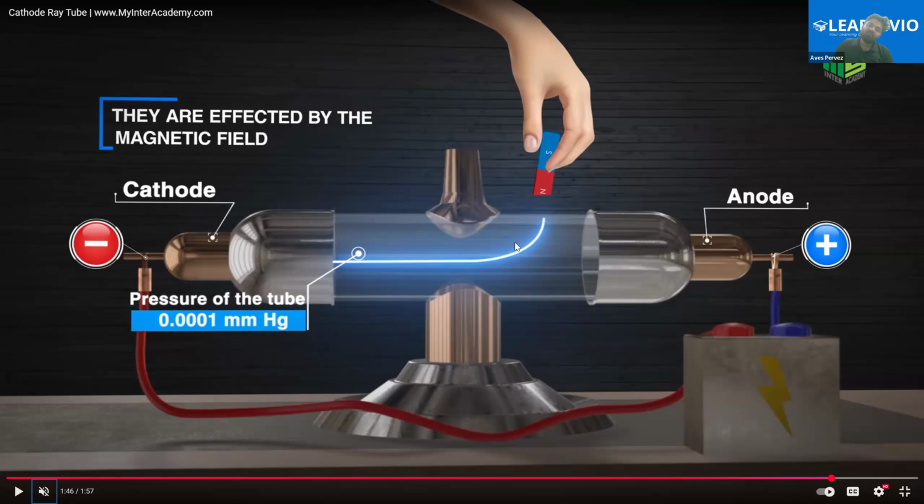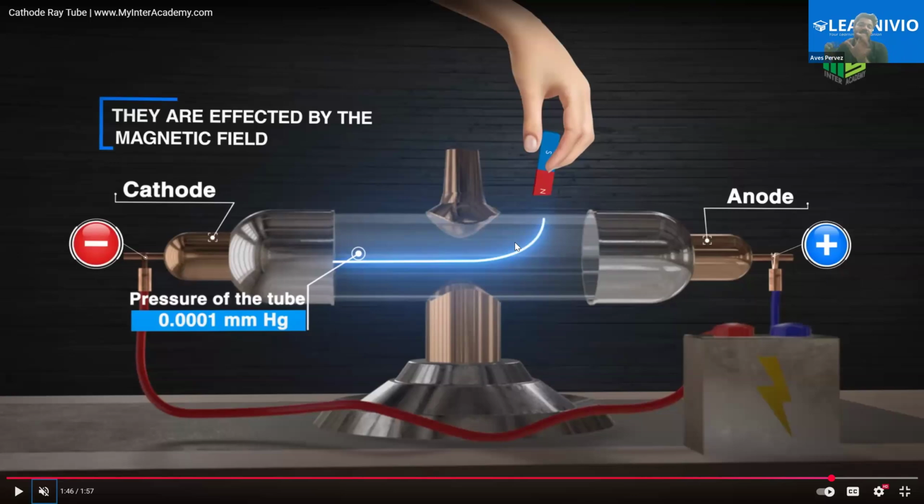So this beam has its own magnetic field, because the electrons are moving charged particles and behave like a magnet. So if we bring an external magnet near it, it will affect the beam. Either it will attract or it will repel. If we reverse this and bring the south pole, it will bend towards this side, because the south pole repels.